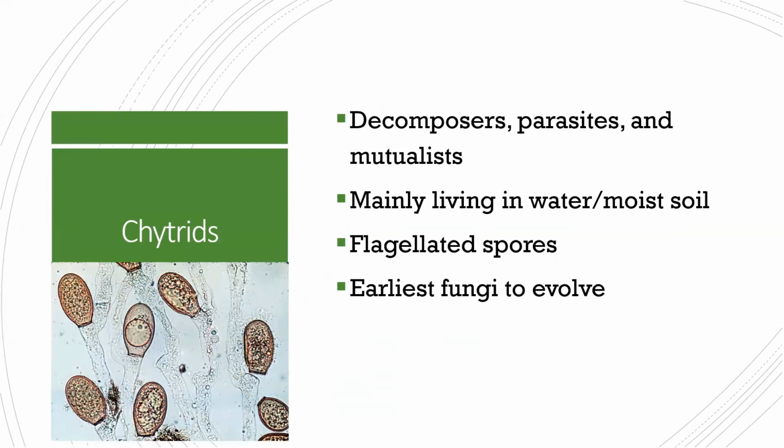Next, let's look at chytrids. So these are decomposers, parasites, and mutualists. They're mainly living in water or moist soil, and this is because of these flagellated spores. So these are the only fungi that still have flagellated spores because they live in these kind of environments where they need it to be able to move. So these are also the earliest fungi to evolve, and we can look more into this by looking at some trees.